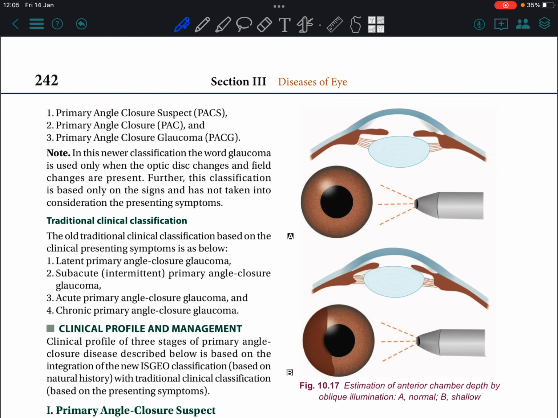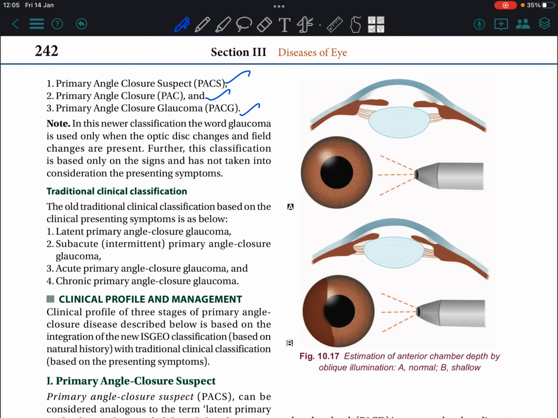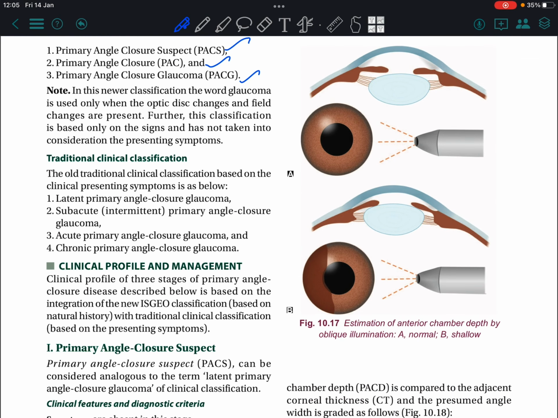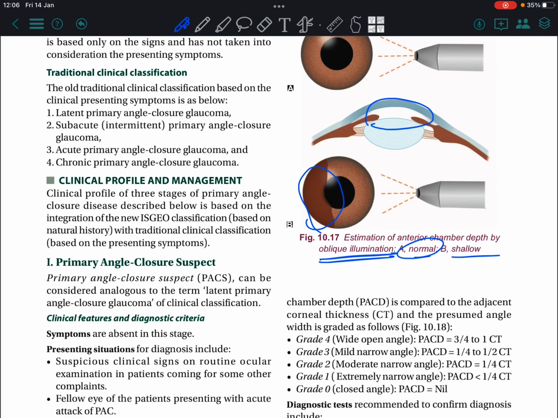Then classification. There are three types of classification: primary angle closure suspect (PACS), primary angle closure (PAC), and primary angle closure glaucoma (PACG). Estimation of anterior chamber depth by oblique illumination: normal, shallow. Traditional clinical classification: latent primary angle closure glaucoma, subacute primary angle closure glaucoma, acute primary angle closure glaucoma, chronic primary angle closure glaucoma.